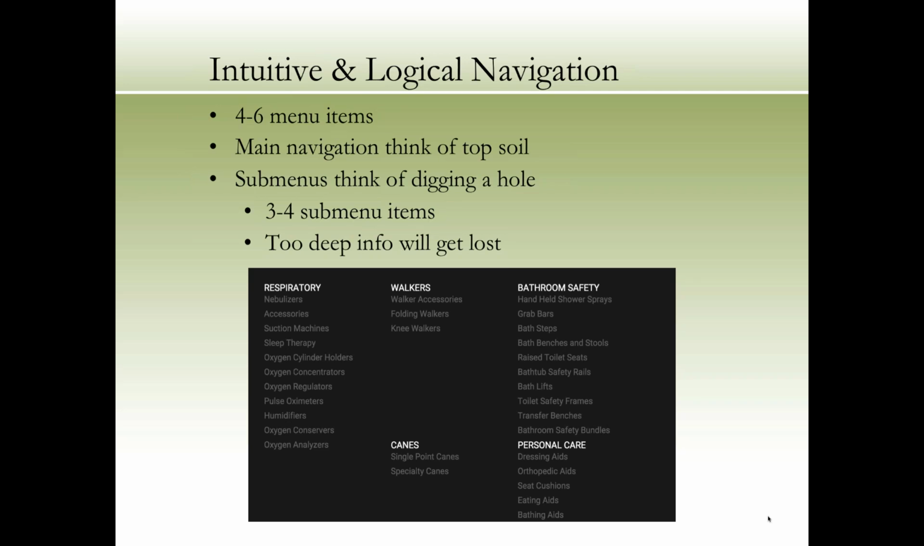You can see the main menu navigation is in white. So we have 5, so that's between that 4 to 6 range, which is great. But we have way too many subpages. So information will get lost. And this is an e-commerce site, so they are listing out all the products that they're selling. There's a different way to do that.